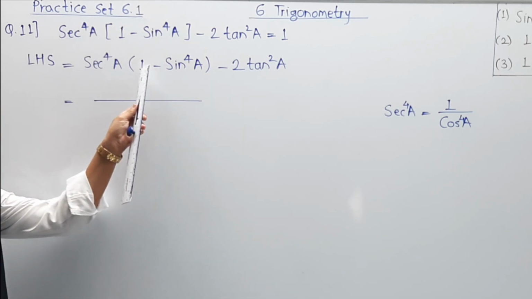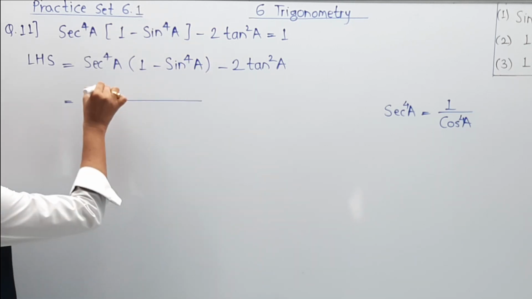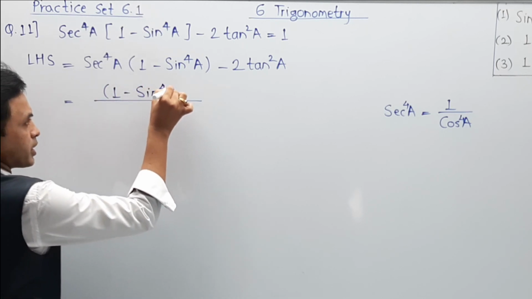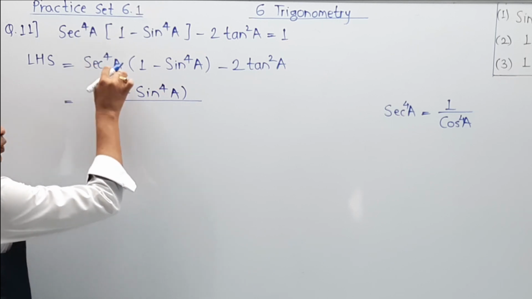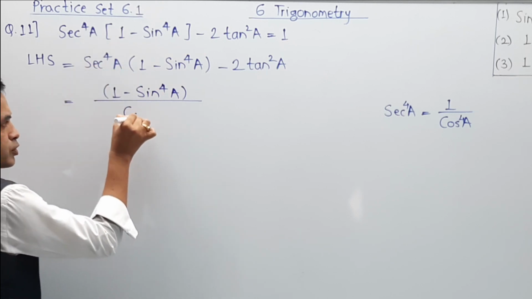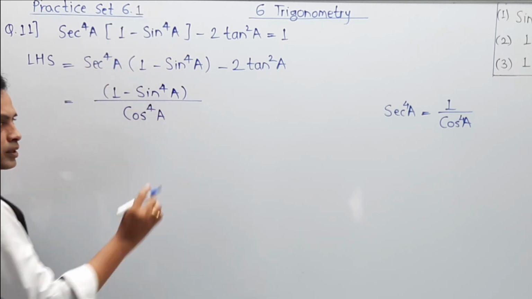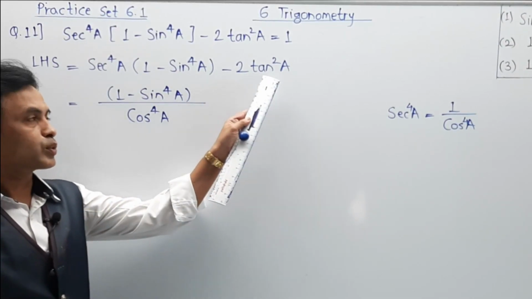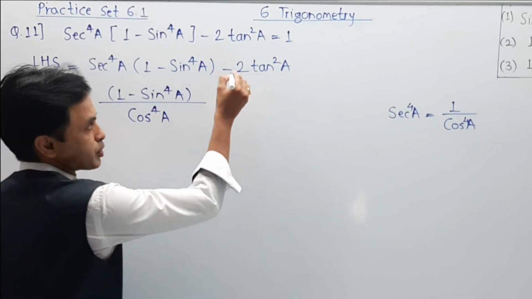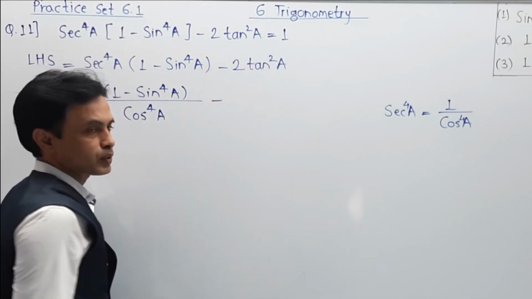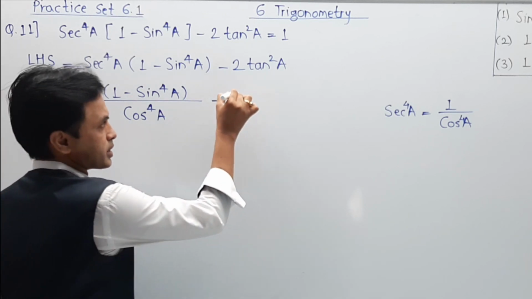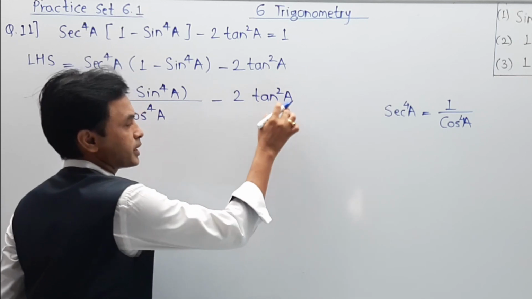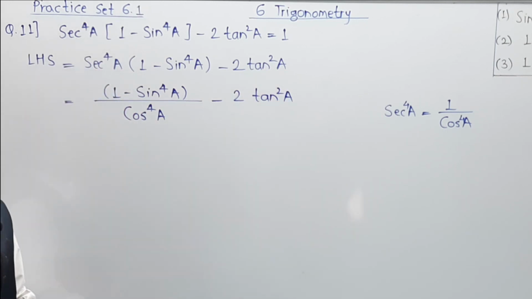Here 1 minus sin raised to 4a as usual, and sec raised to 4a can be written as cos raised to 4a, minus 2 tan square a. Presently I am writing it as it is because I can't get any simplification over here, since in this step we cannot get any modification.